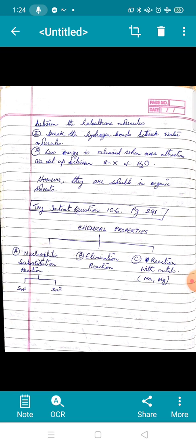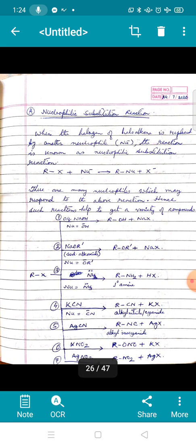category. Now for haloarenes, nucleophilic substitution reactions and elimination reactions will not be there. Only reaction with metals will be common for haloalkanes as well as haloarenes. Now let's start with nucleophilic substitution reaction.